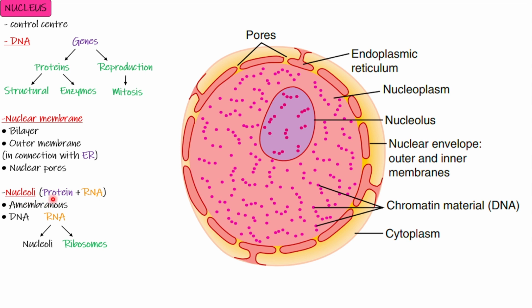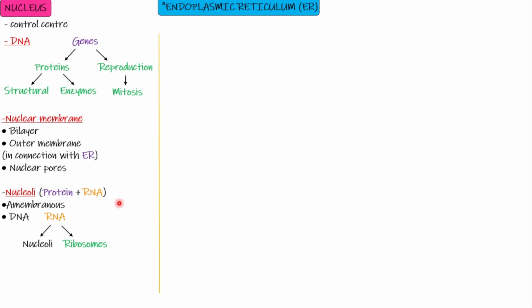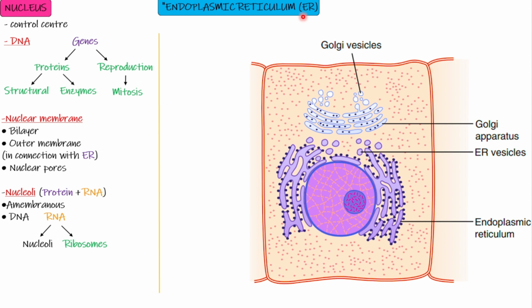So nucleoli is made up of protein and RNA, and the ribosomes, which are present on the rough endoplasmic reticulum and also in the cytoplasm, are also made up of protein and the same RNA. We will discuss it in detail later on. Now then we have endoplasmic reticulum. As told previously, it is located just outside the nucleus.